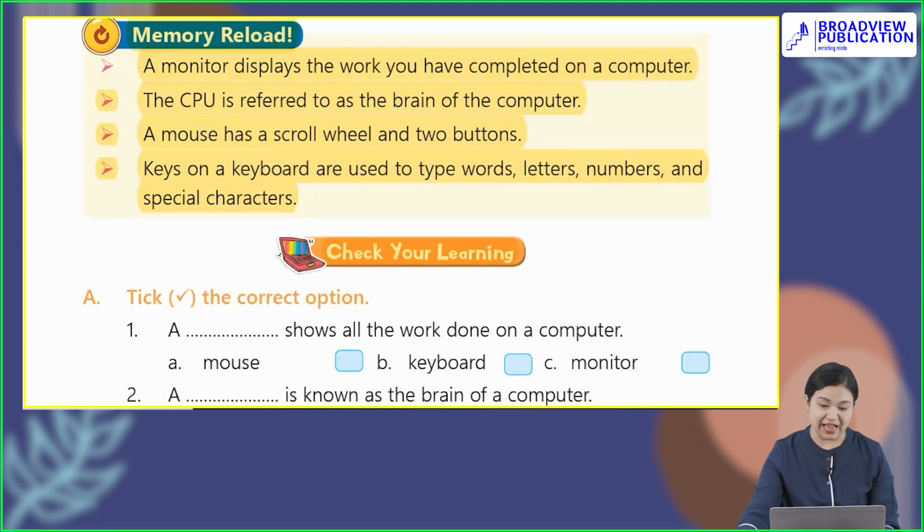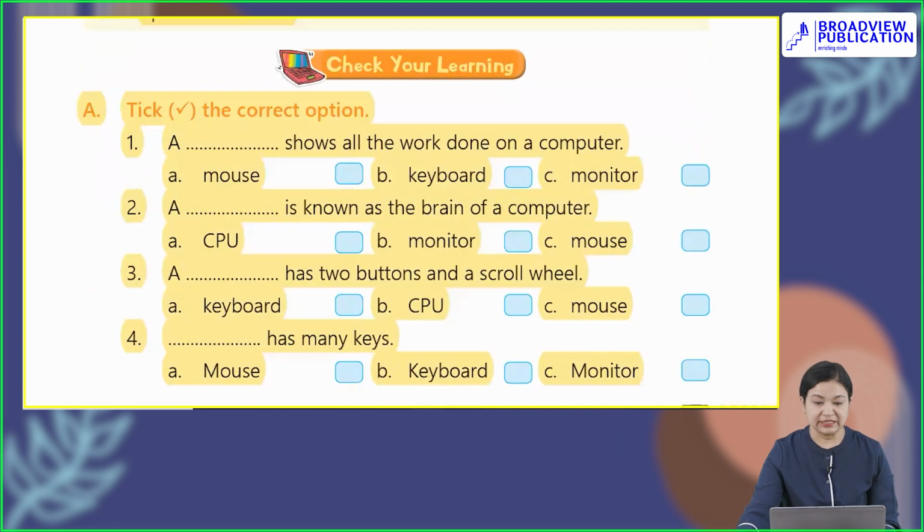Now it's exercise time. Check your learning. Tick the correct option. A dash shows all the work done on a computer. So it is a monitor. So you will tick the monitor. A dash is known as the brain of a computer. What is that? It is CPU. A dash has two buttons and a scroll wheel. Can you guess it? Yes, it is mouse. Dash has many keys. It is keyboard.